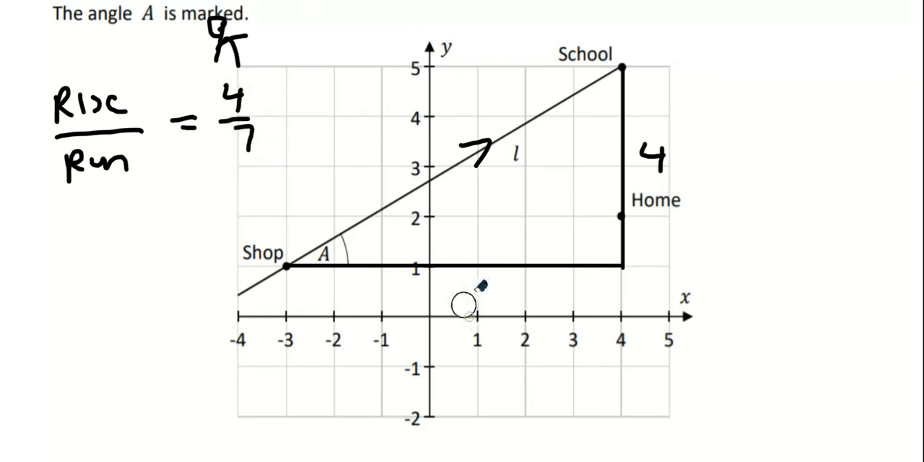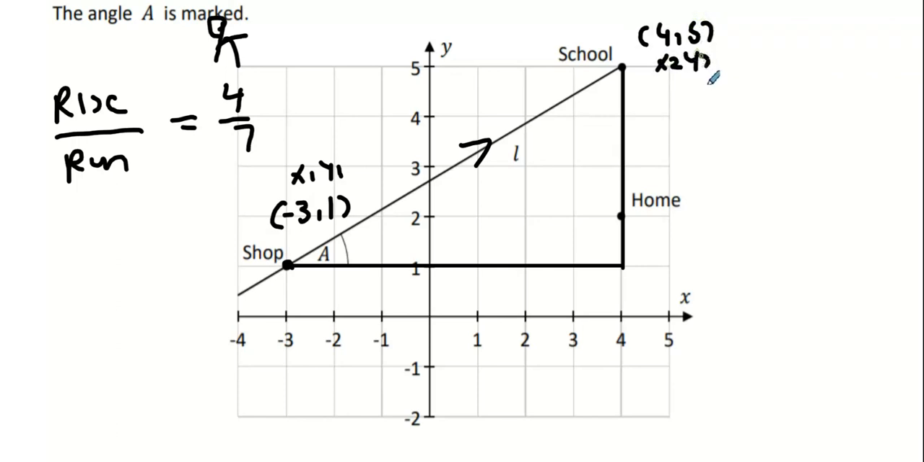Another way of doing it is to use your slope formula. Pick any 2 points on the line. So I can pick minus 3, 1 as my first one. That'll be my x1, y1. And this one here is 4, 5. That'll be my x2, y2. The slope formula is y2 minus y1 over x2 minus x1. Once again, available on page 18 of your notes.